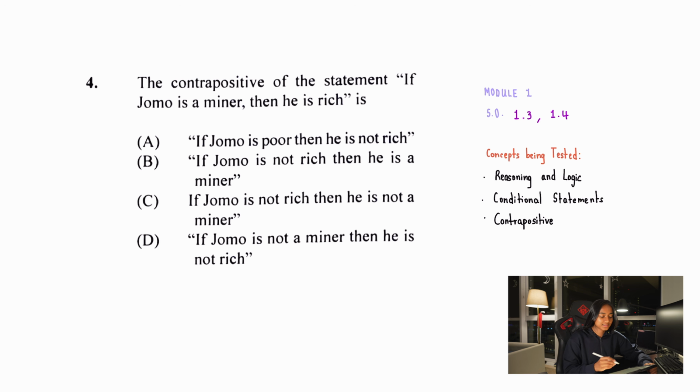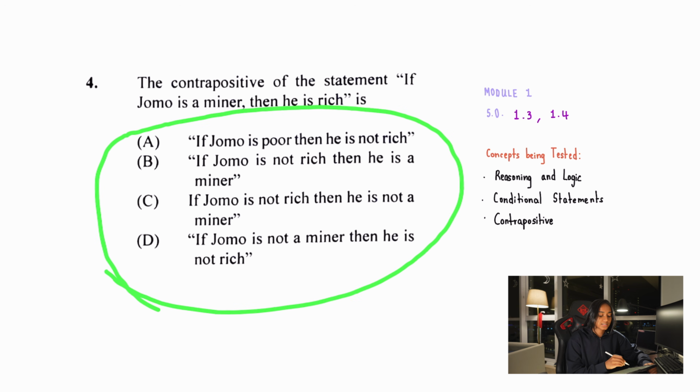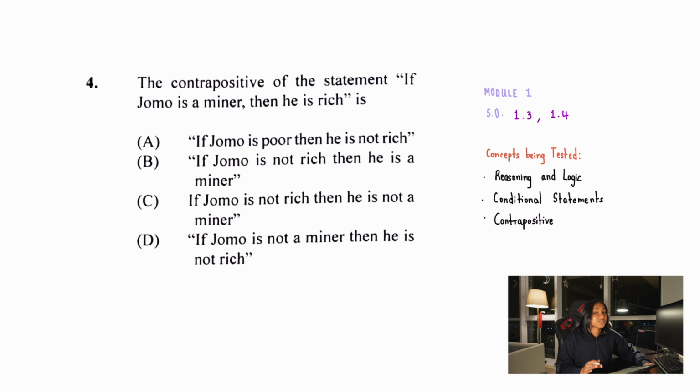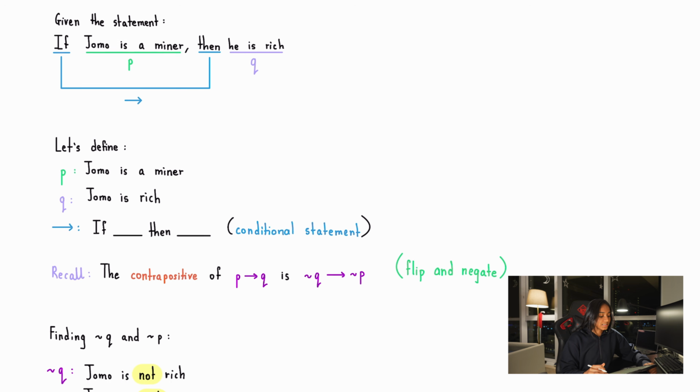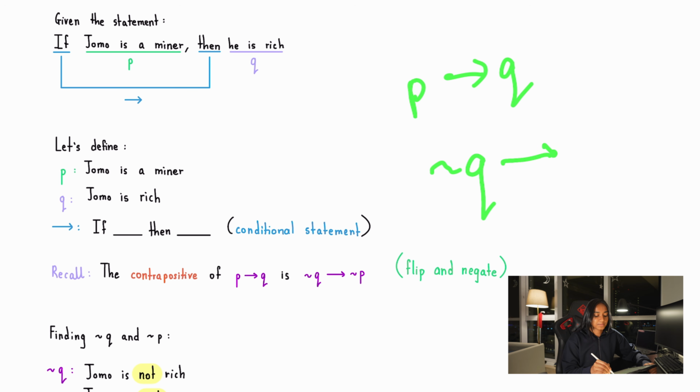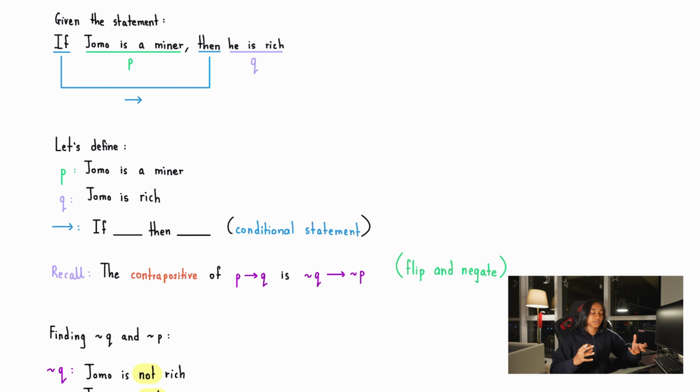Question 4 states, and this is also reasoning and logic. You see, we're having so much fun with this topic. The contrapositive of the statement, if Jomo is a minor, then he is rich. And we need to find the contrapositive of the statement. So first thing we need to define is the contrapositive, right? So we know that the contrapositive of P implies Q is going to be not Q implies not P. So we flip and negate, all right?